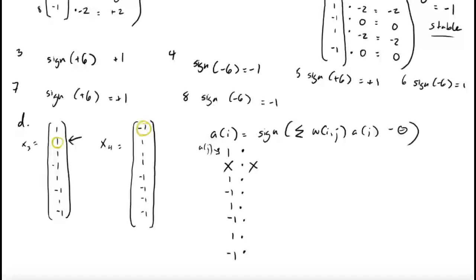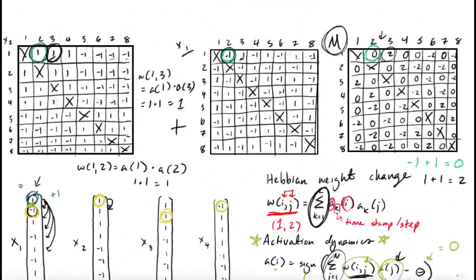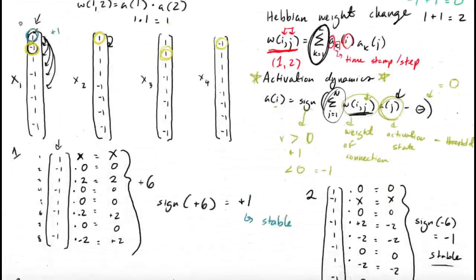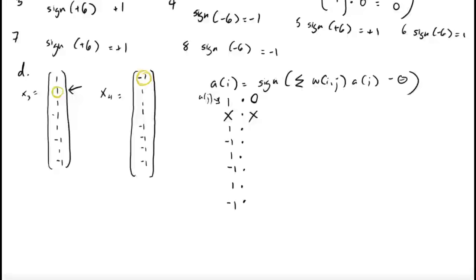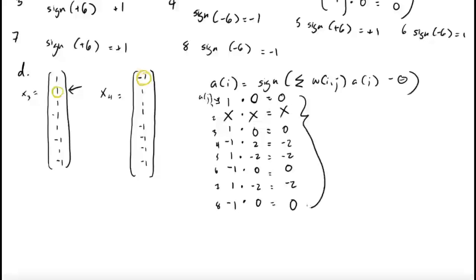So up here, this first one is 0, like up there, 0. Three is also 0. I should mention this is neurons 1, 2, 3, 4, 5, 6, 7, 8. This one is 2, minus 2, 0, minus 2, 0. Which equals 0, nothing. 0, negative 2, negative 2, 0, negative 2, 0, which is negative 6. And the sign of negative 6 is negative 1.